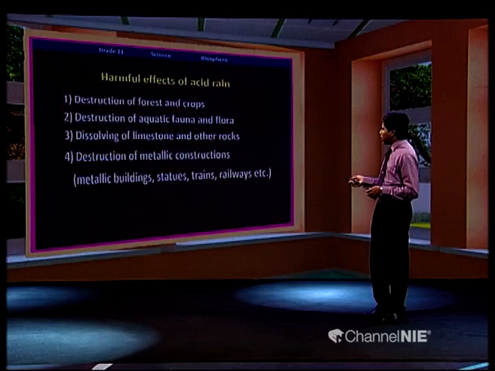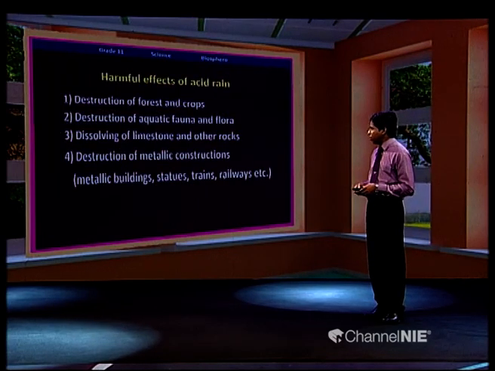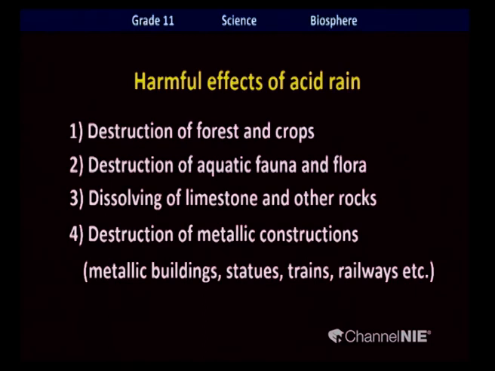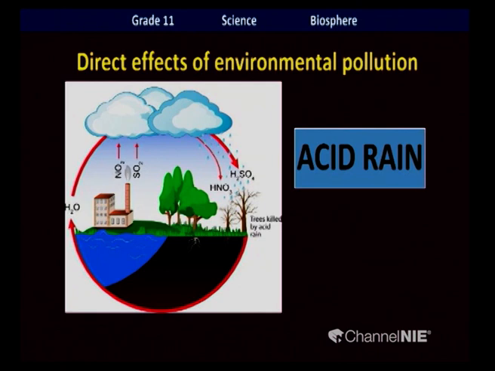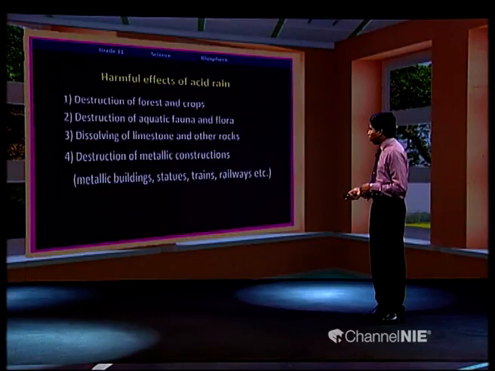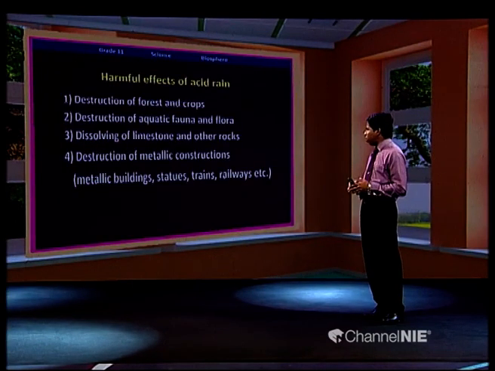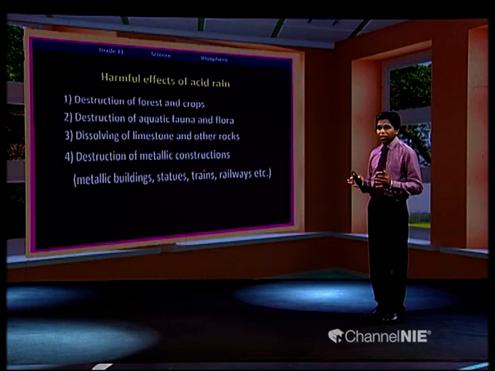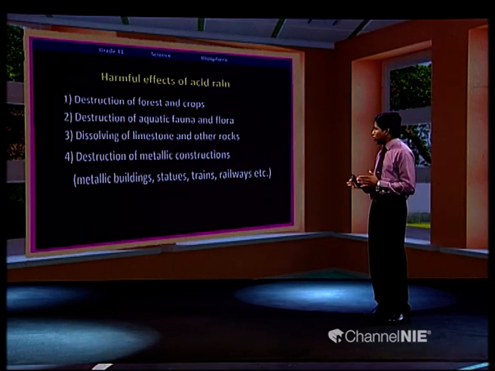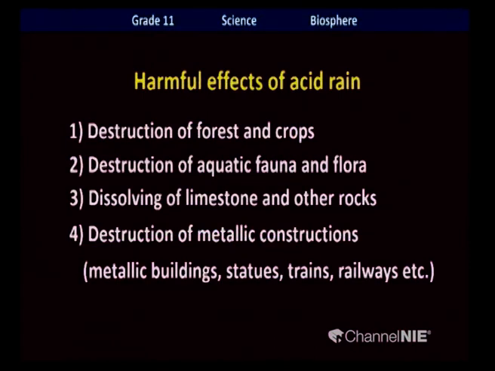Let's see what the harmful effects of acid rain are. Number 1, destruction of the forest and the crops. What happens when acid rain falls to the earth? Plant leaves can get burned due to the acidic water. That will affect food production by photosynthesis due to the destruction of the plant leaves. Number 2, destruction of aquatic fauna and flora. Aquatic fauna means aquatic animals, aquatic flora means aquatic plants. Due to the acid rain, aquatic plants and animals can get destroyed. That reduces the biodiversity of the aquatic environment.